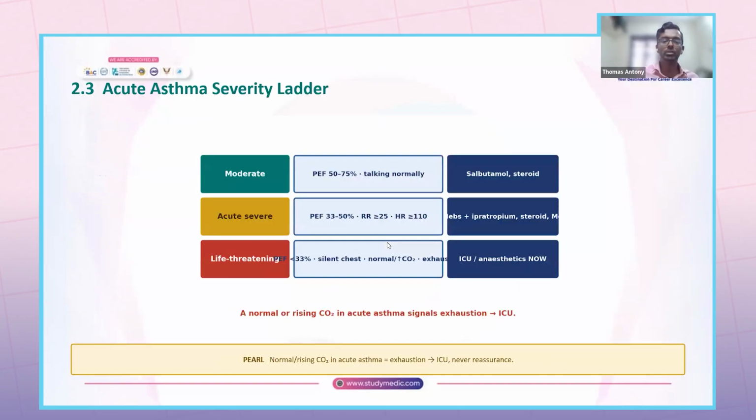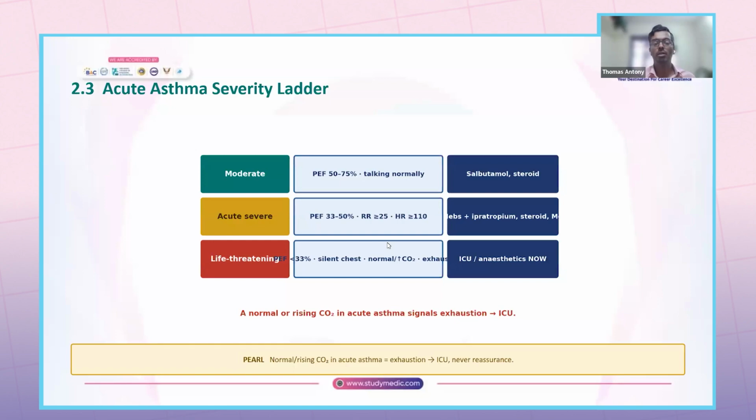Okay, so this is the acute asthma severity ladder. This is important to stratify patients with asthma in emergency, so that we can manage them accordingly. So, moderate asthma: we have PFR of 50 to 75%, which is compared to the personal best. The patient is talking normally, and you can give salbutamol and steroids.